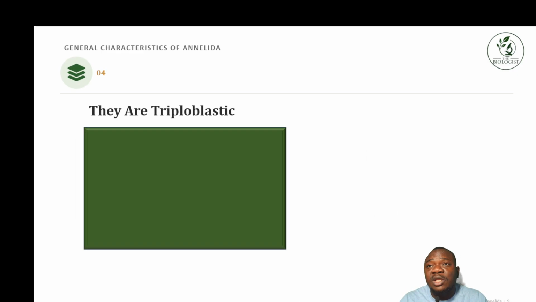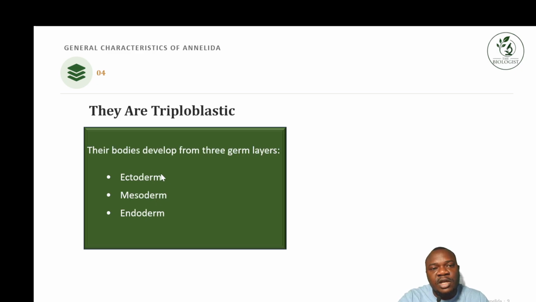I always make reference to how the body is arranged. So you have three parts: the ectoderm, the mesoderm, and the endoderm. The ectoderm is the outer layer, the mesoderm is the middle layer, while the endoderm is the inner layer. So these are the three germ layers of the species.